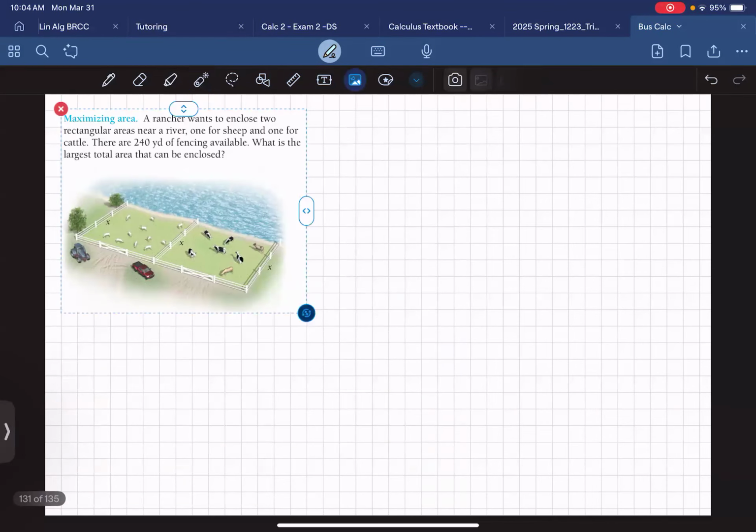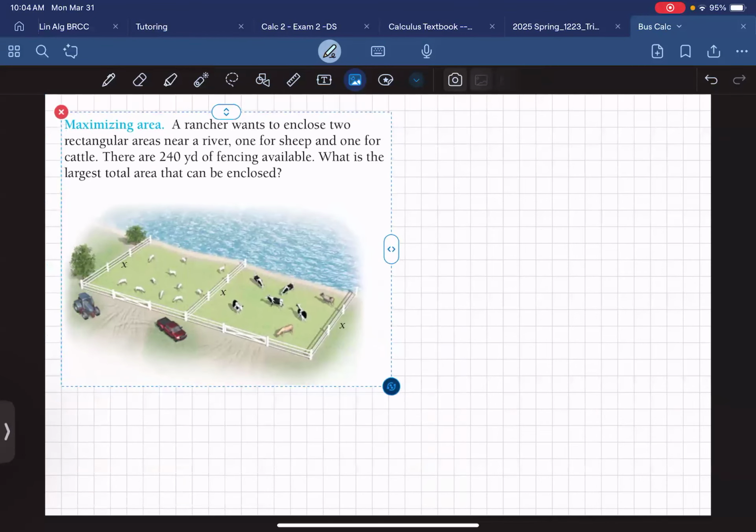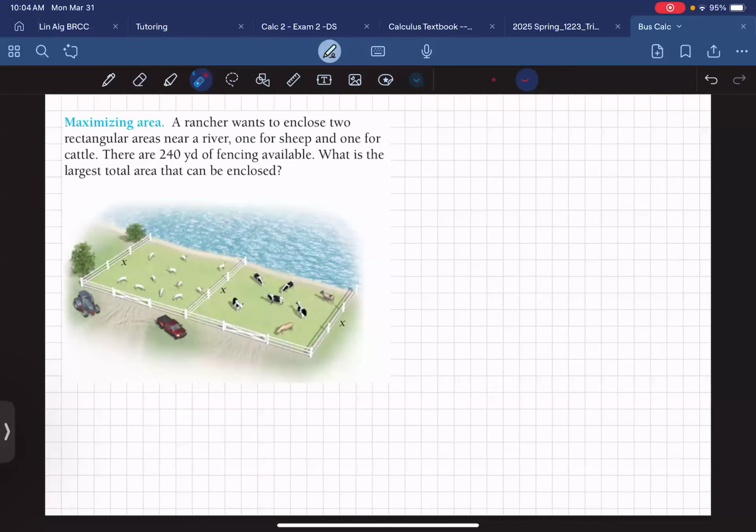Now keep in mind, this is where we're going to start jumping into things that focus on how to maximize or minimize something. In this instance, the geometry is going to help us because we're talking about rectangles, but we want the maximum amount of area where the sheep and cattle can be kept, given the fact that all we have is 240 yards of fencing. Now, you have to be careful when you're dealing with these problems to make sure to identify all the pieces that you're working with.